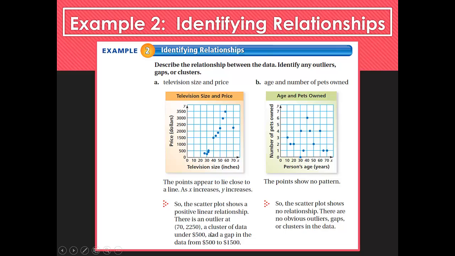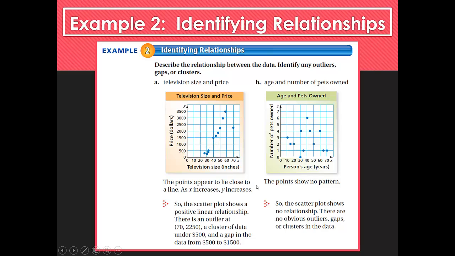A cluster of data under $500. So you can see our clusters right here, that would be under $500, and a gap in the data from $500 to $1,500. So here is our gap. There's nothing in this space.